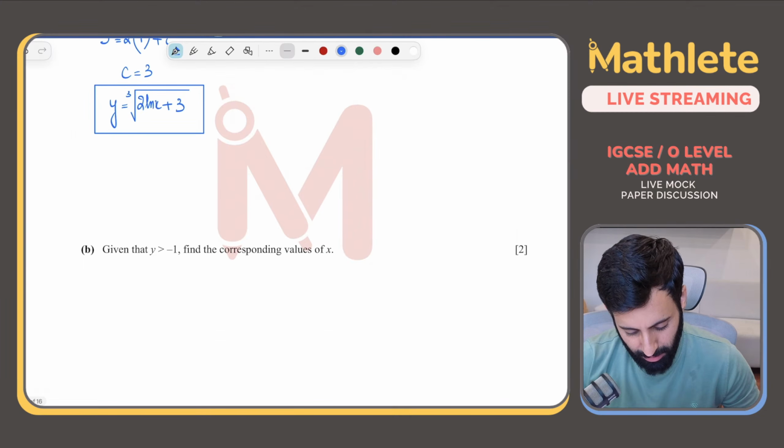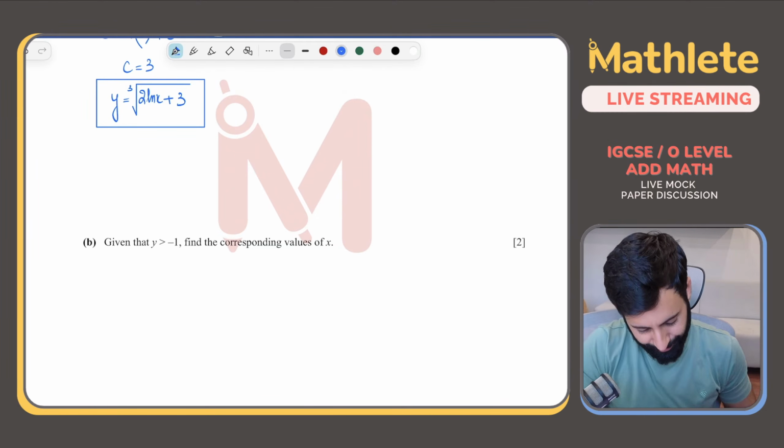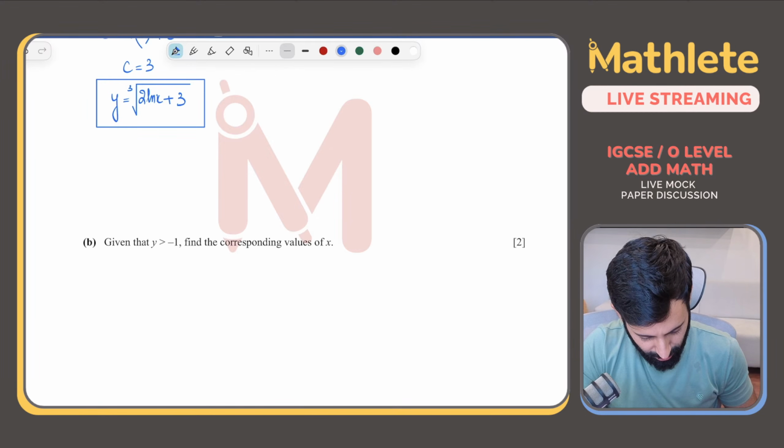Given that y is greater than -1, find the corresponding values of x. Okay. Just give me a minute.